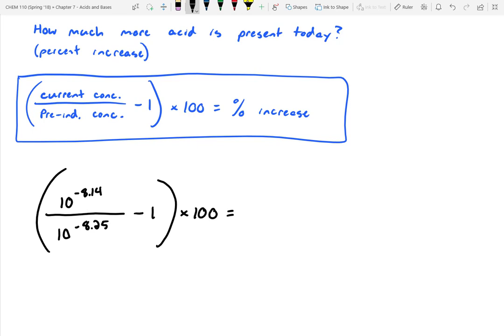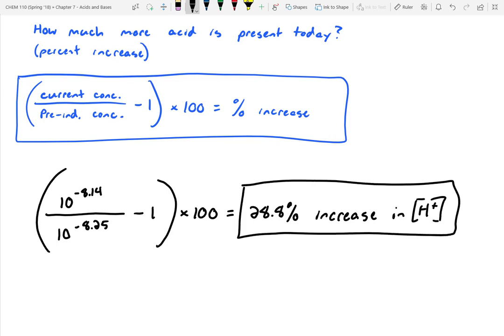And what answer are you getting? 28.8. That's a pretty big increase when you're talking about environmental chemistry. Ecosystems don't like having a change of 28.8%. Especially over the span of less than 100 years.